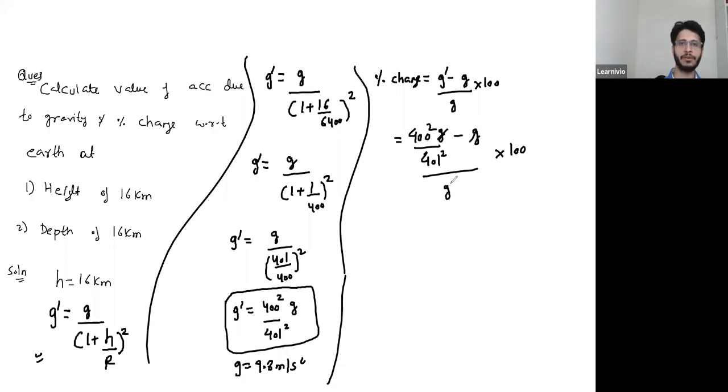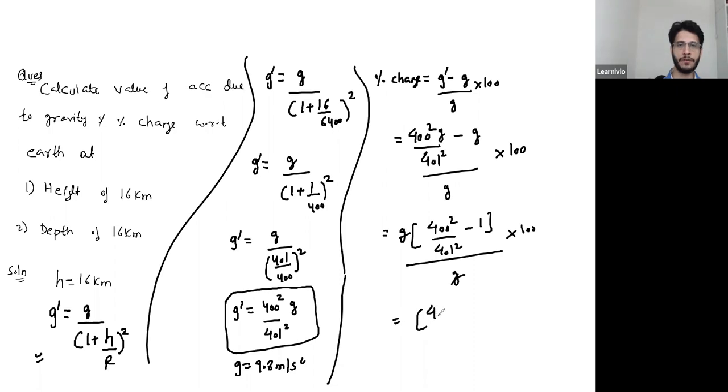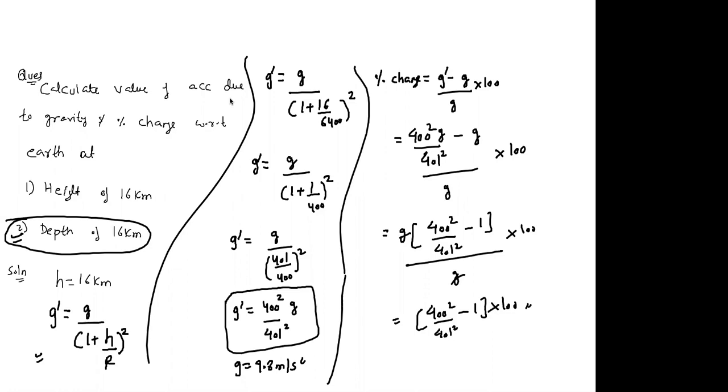So you can cancel this value of G. Take G common, so that's 400 square by 401 square minus 1, by G, multiplied by 100. So cancel this G. So you are left with only 400 square by 401 square minus 1, into 100. This is the percentage change in the value. See, the calculations in depth are very straightforward.